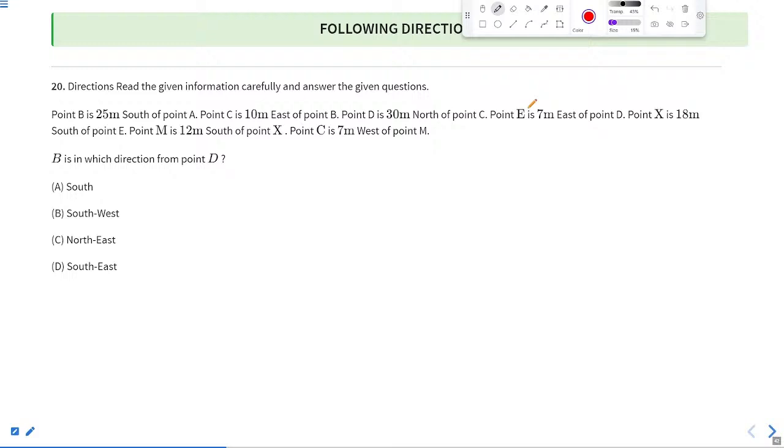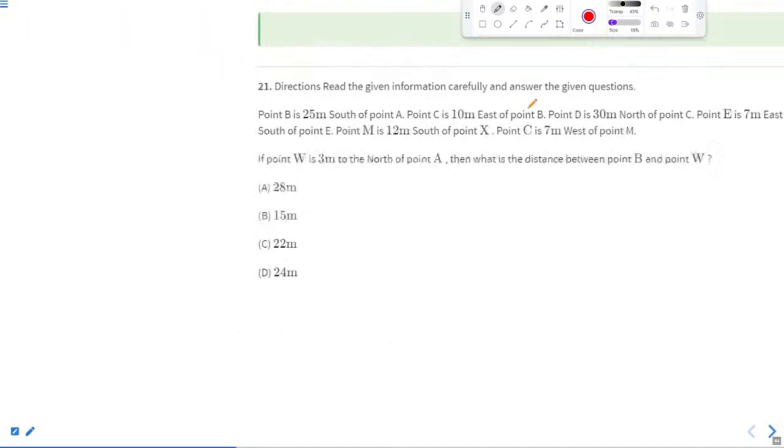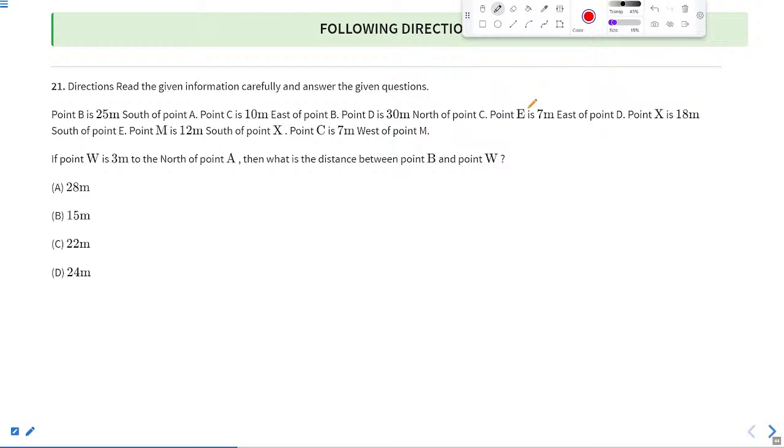B is in which direction from point D? According to the question, the direction diagram is given below. A, B, C, D, E, M, and X. Clearly, B is to the southwest of point D. You can then form the triangle of 5 meters and 10 meters, 5 meters one side, 10 meters the other, and get our answer. 21. Read the information carefully and answer the question.